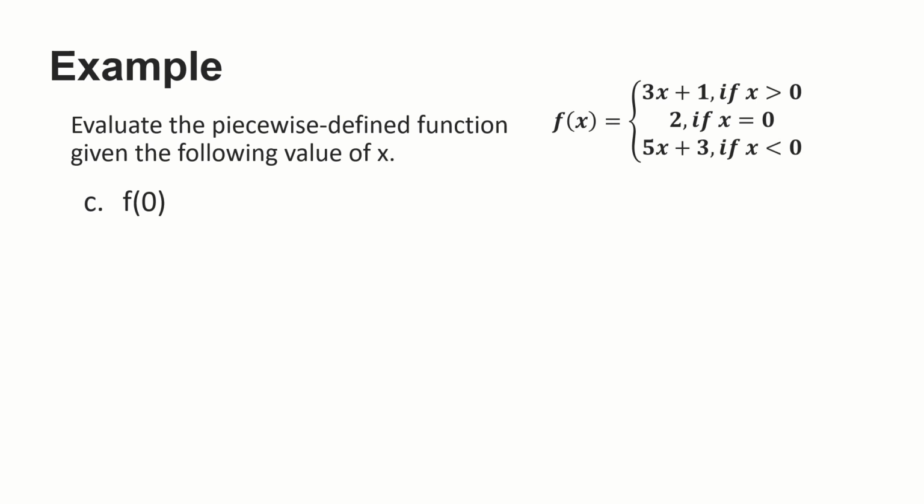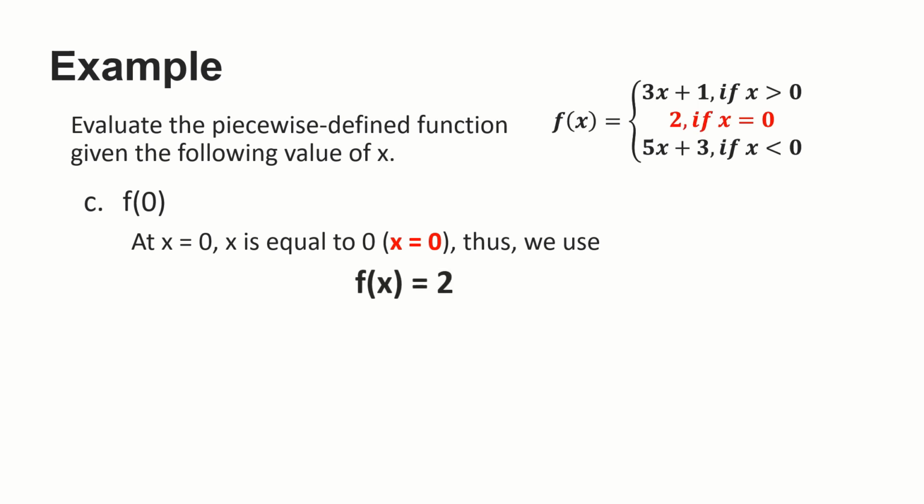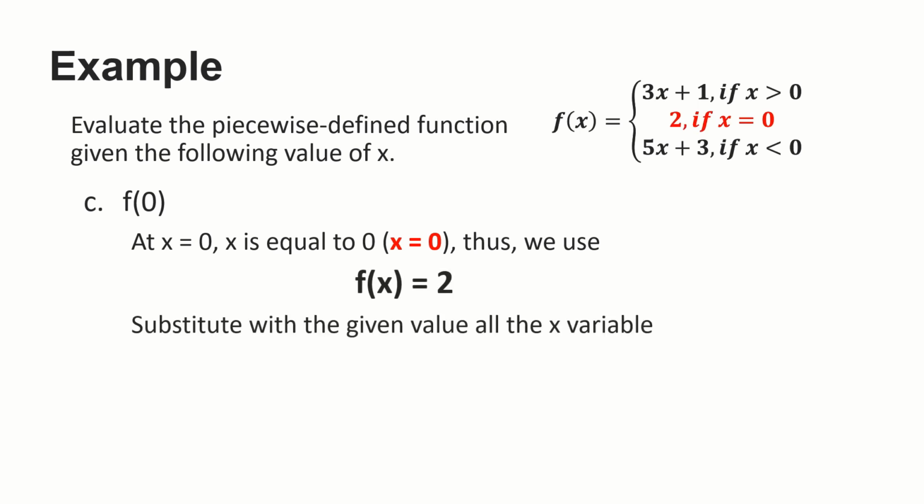And for our third problem, our value of x is equal to 0. So at x is equal to 0, thus we use our second subfunction, f of x is equal to 2. And then to evaluate, substitute the variable x. So f of 0 is equal to 2. So whenever our x is equal to 0, the function is equal to 2.